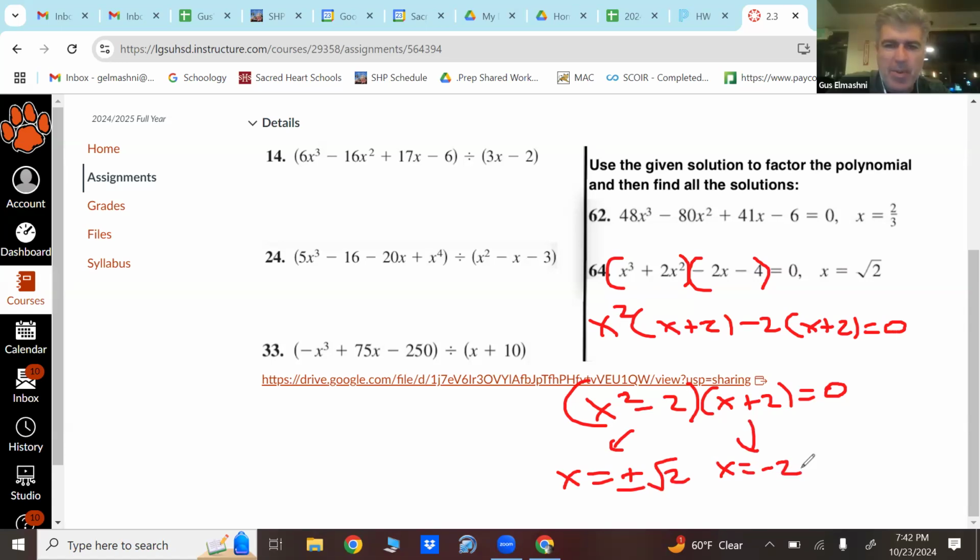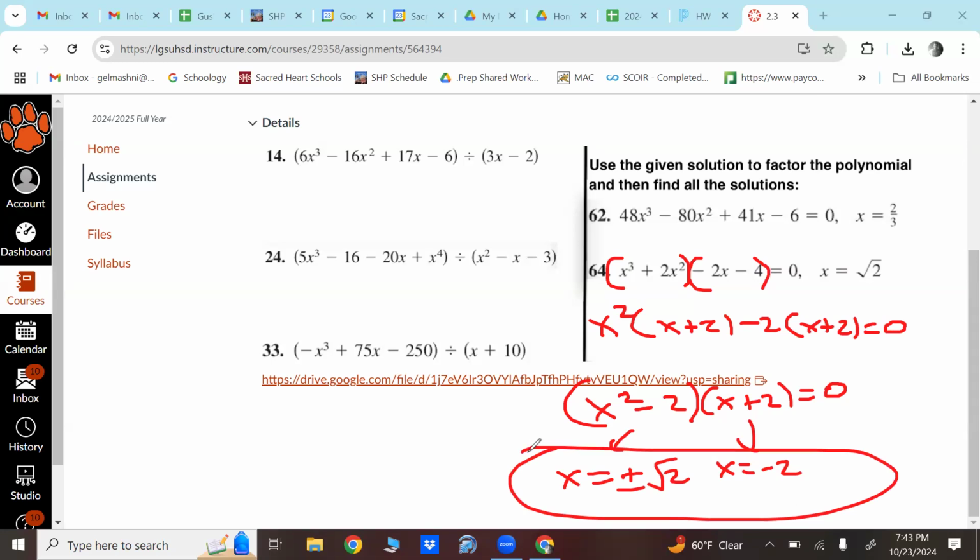Yeah, that was pretty easy. Just do factor by grouping. That's what I did for that one. Cool. Okay.